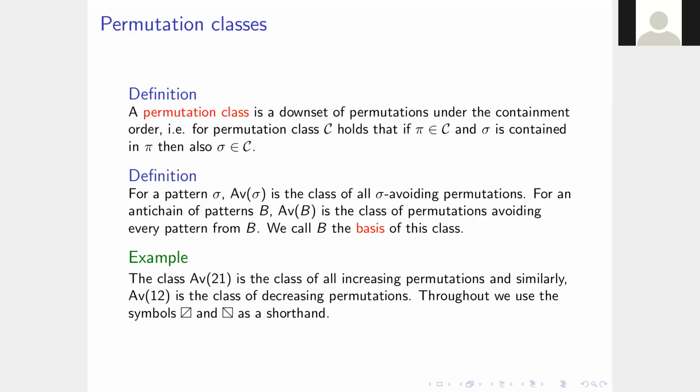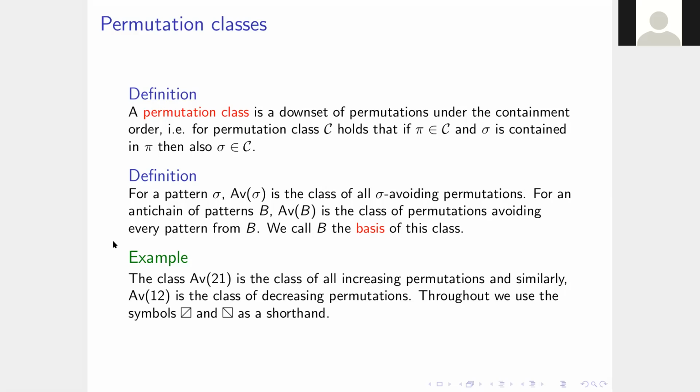And then a permutation class is just a down set of permutations, similar to graph classes, under the containment order we just defined. So whenever a permutation pi belongs to C and some sigma is contained in pi, then also sigma belongs to C. And the easiest way to define a permutation class is by pattern avoidance. So for a pattern sigma, Av(sigma) is the class of all sigma-avoiding permutations. Similarly, for an antichain of patterns B, Av(B) is the class of permutations that avoid every single pattern from B, and in that case we call B the basis of this class.